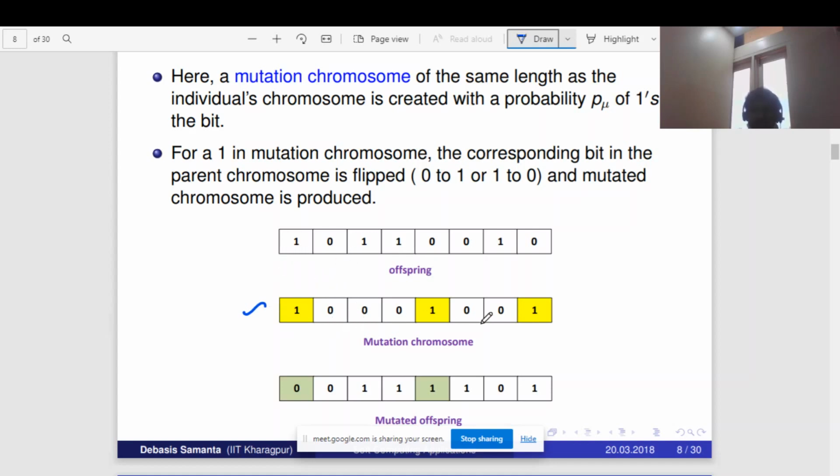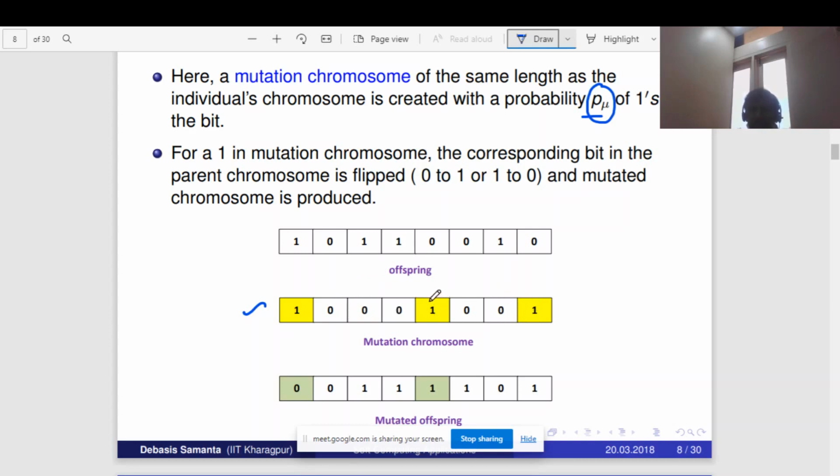This mutation chromosome, what it says, you can see here there is some combination of zeros and ones, but always in the case of the flipping technique, in the mutation chromosome the number of ones will be less. The probability of occurrence of one in this mutation chromosome is called pu, and our objective is to have as few ones as possible. It will not be of high probability, its probability will be very less. So compared to the length of the chromosome, the number of ones will be less.